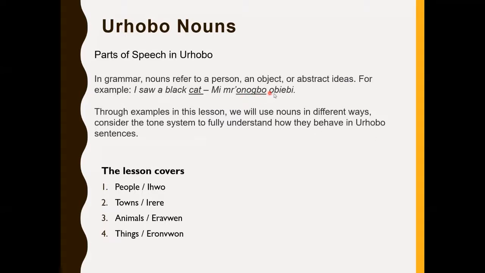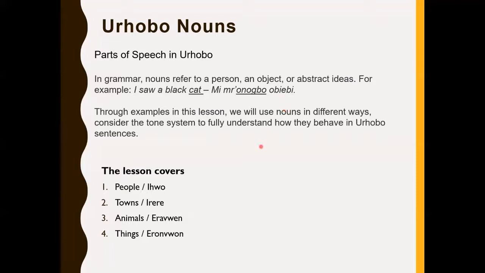And obiebi is black. You can see that in English, the noun cat was at the end, but in Urhobo, the noun comes further forward in the sentence structure. So the noun, which is onogbo, is now in front of obiebi, which is black.